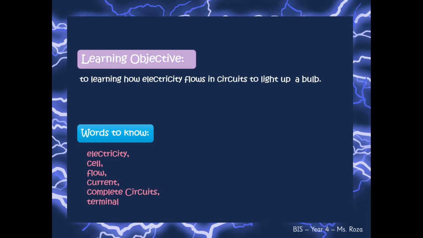The learning objective in this lesson is to learn how electricity flows in circuits to light up a bulb. The important words that are going to come up in this lesson and we need to focus on are electricity, cell, flow, current, complete circuits, and terminal.